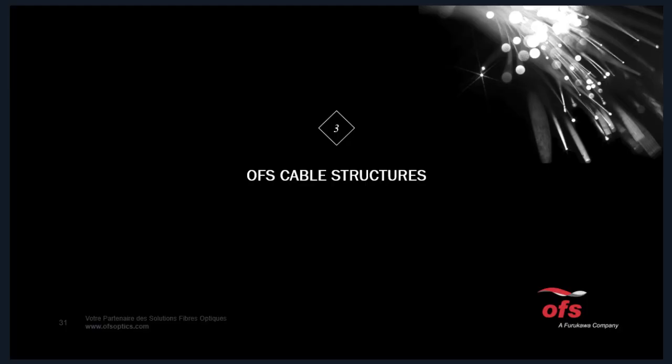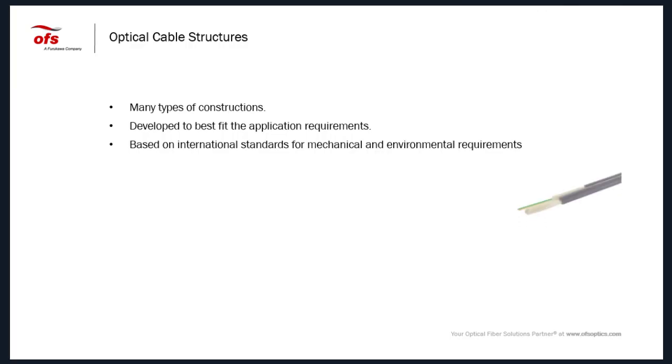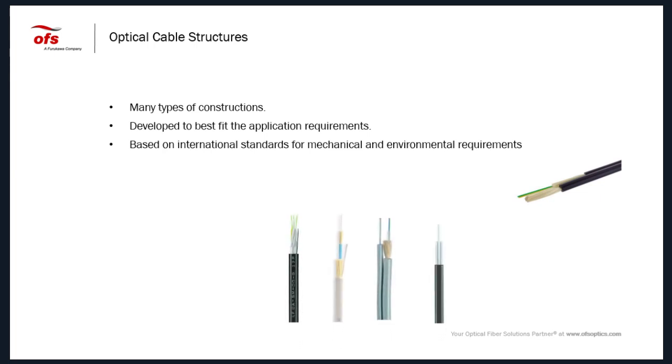So we talked about fiber and about parameters that could impact the transmission and the performance. Now we'll move to the third part, which is OFS cable structures. There are many types of construction. They are developed to best fit the application and based on international standards for mechanical and environmental requirements.